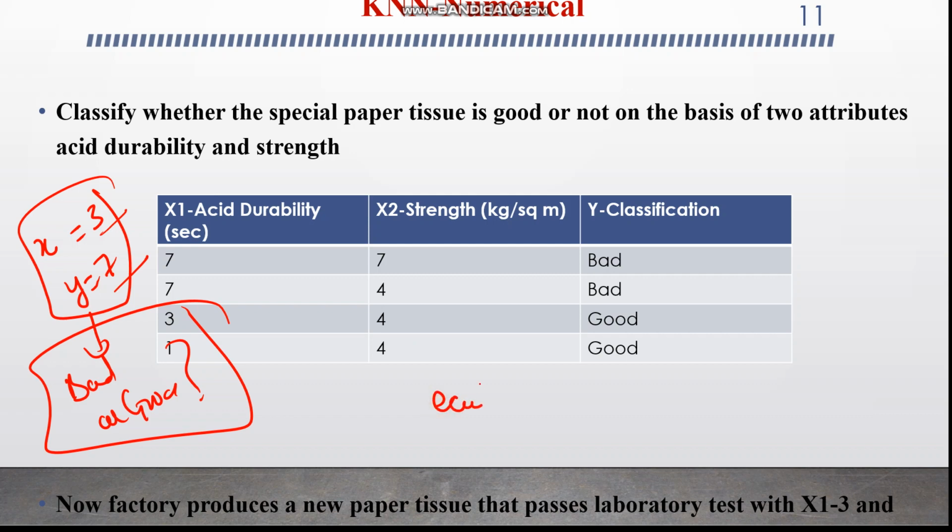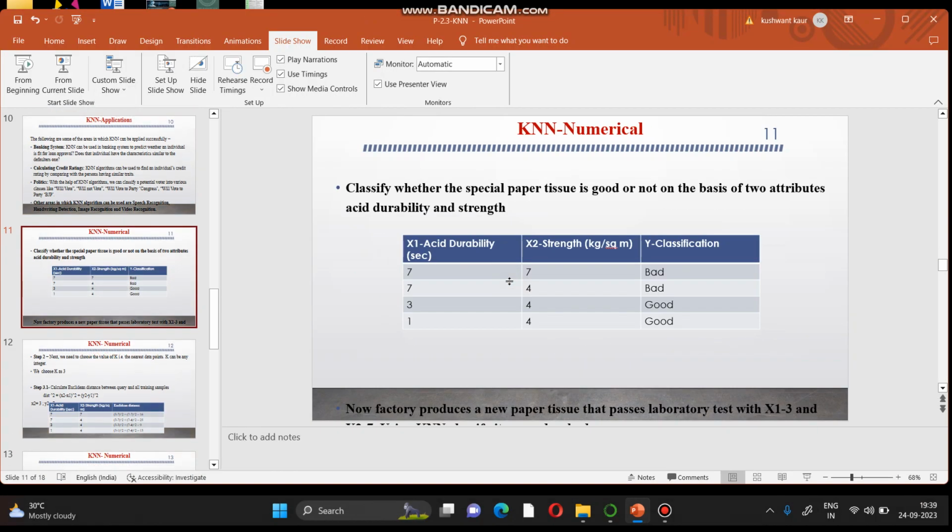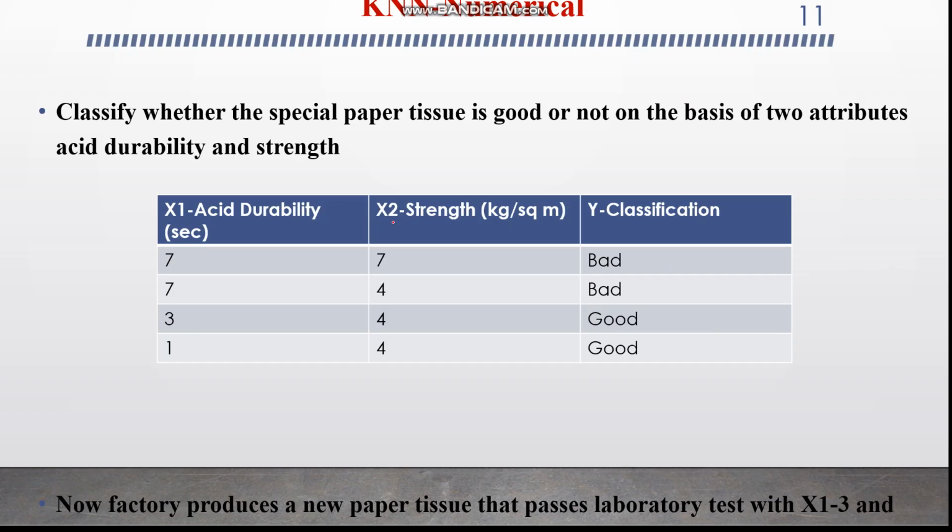If we want to do this prediction or classification, we have to solve the numerical of Euclidean distance, which is x minus x1 squared plus y minus y1 squared. We will calculate these values for all the cases.